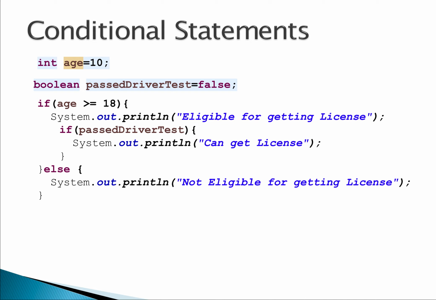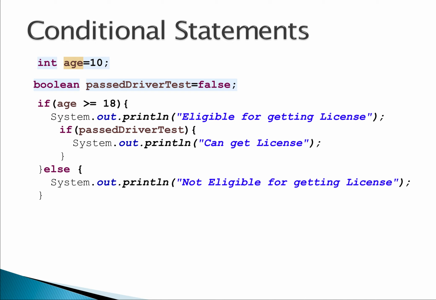Here we are saying if age is greater than or equal to 18, he is going to be eligible for getting a license. That will be printed. For this input, age equal to 10, what is going to happen is it is going to check whether 10 is greater than or equal to 18, which is false.